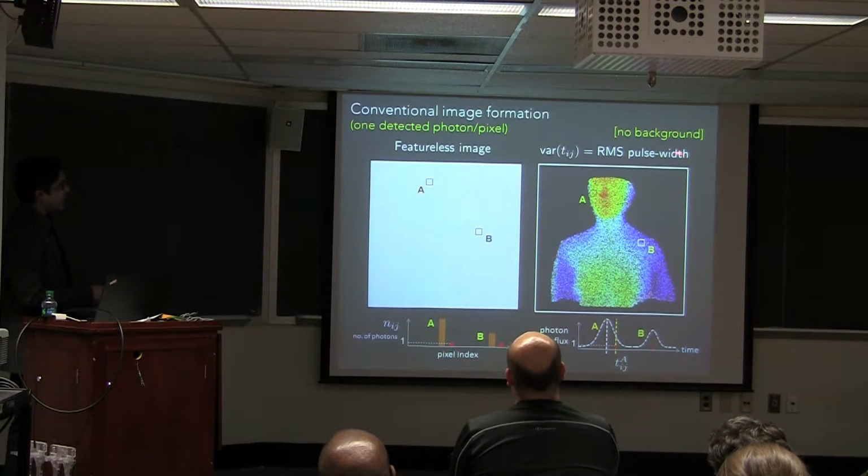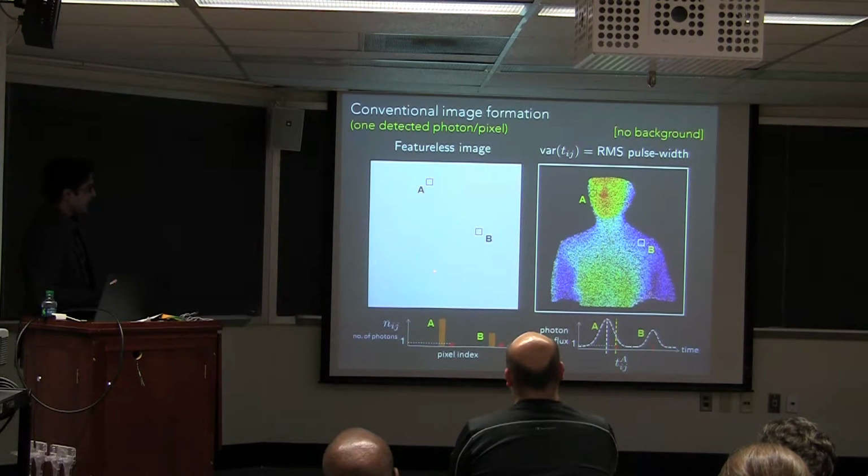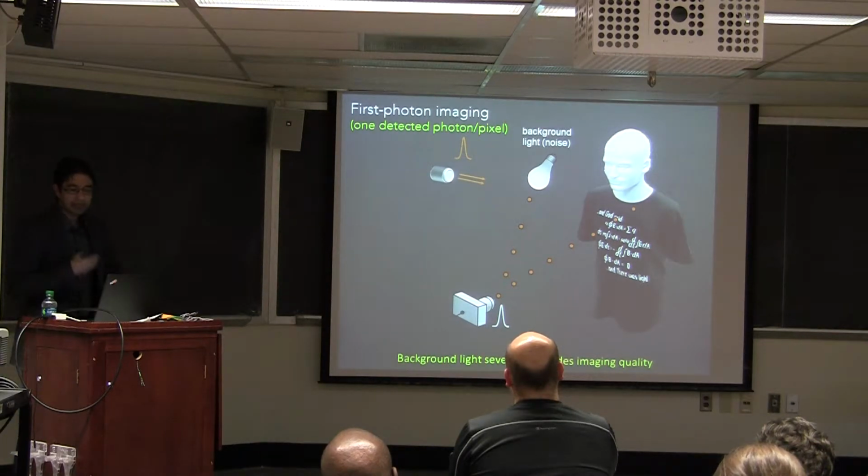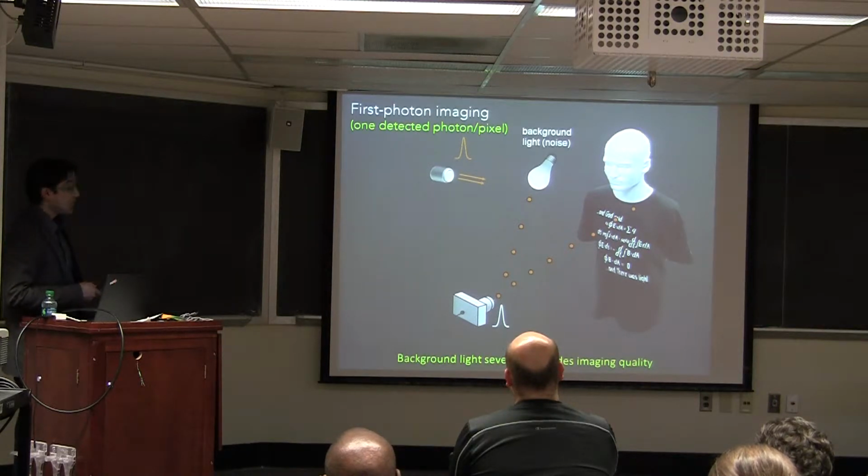Okay, and again, I'm sorry, this should not be RMS pulse width, but it should be the mean squared pulse width. It should be squared, divided by 12. This has the wrong dimension. There should be a square root there. Okay, but this is nonsense on the left for reflectivity, and this is very noisy on the right for depth. So we're going to have to do something different with our data than just the conventional interpretation. Now, in addition, in most practical settings, there's a non-negligible amount of background light, and this background light severely degrades the imaging quality.